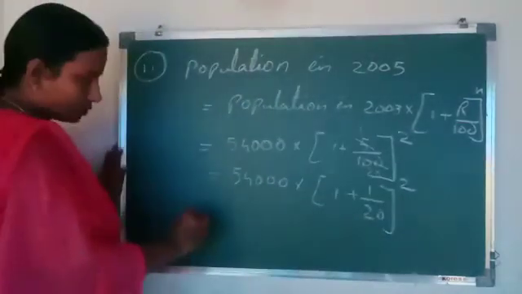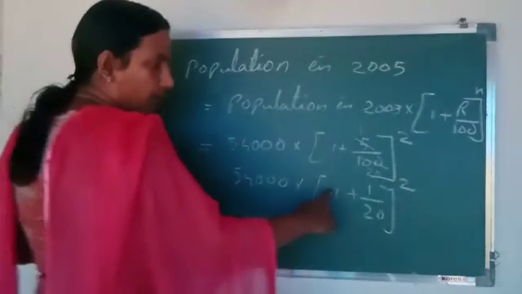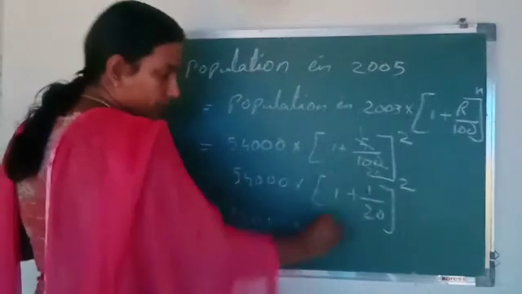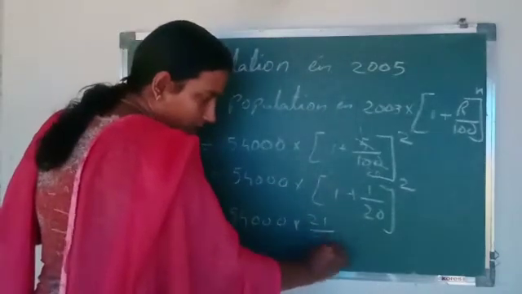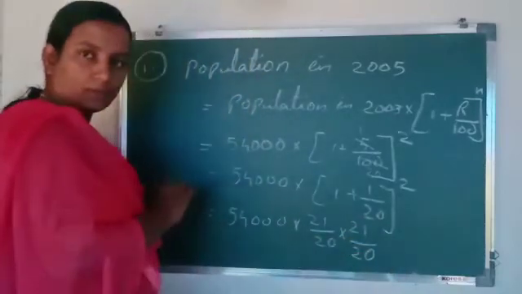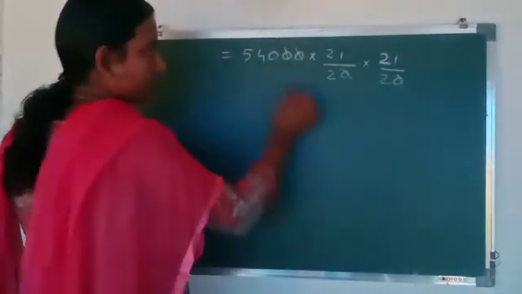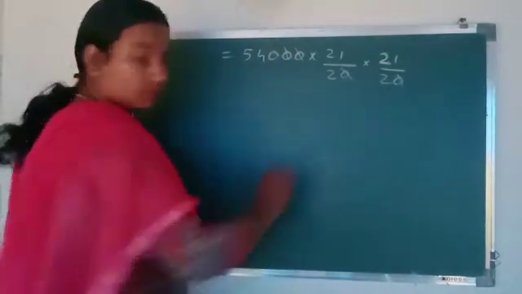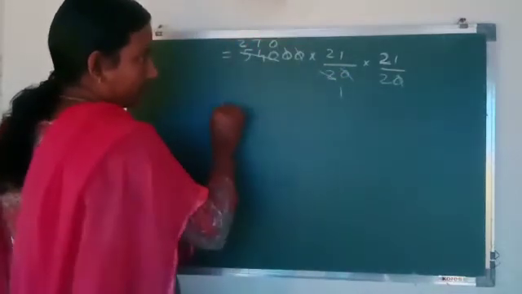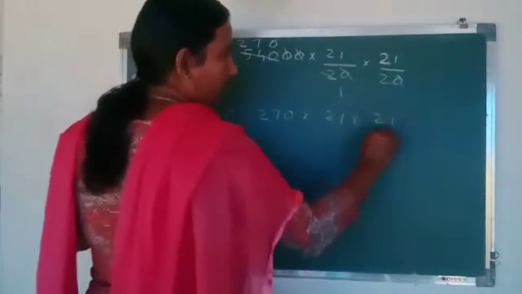So that is equal to 54,000 into 1 means denominator 20, 20 by 20, so 20 plus 1, 21 by 20 whole square. That means 21 by 20 into 21 by 20. Then simplify. One 0 cancelled, one more 0 cancelled. Then 540 by 2, common factor 2. So it is equal to 270 into 21 into 21 by 2.